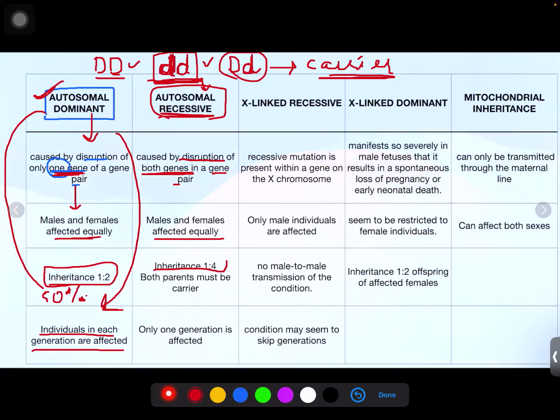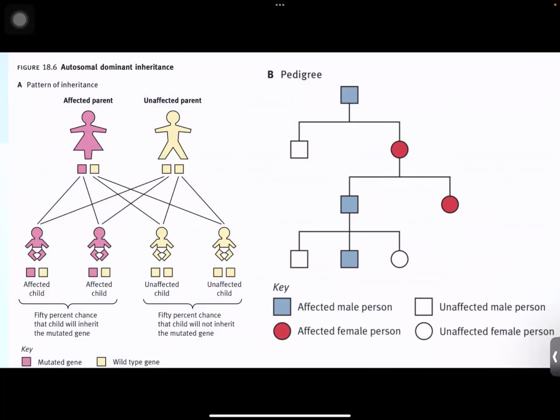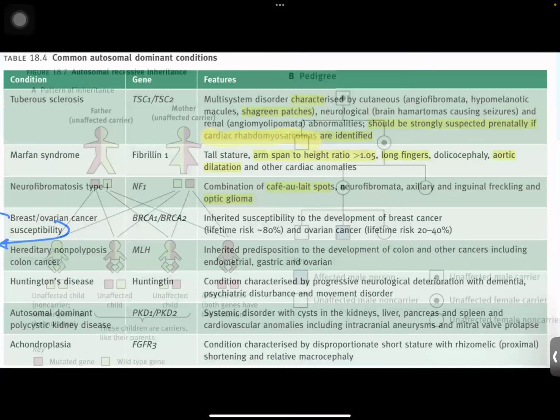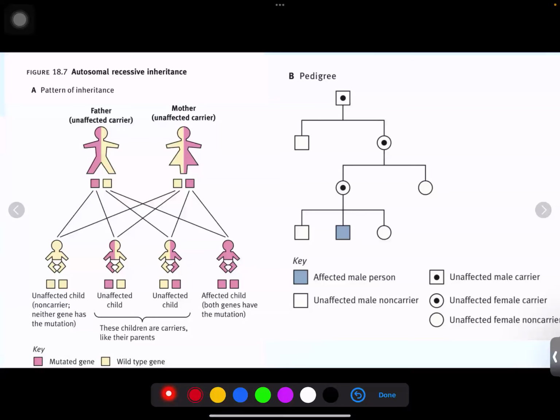Now the inheritance pattern. You cannot remember the inheritance pattern for autosomal recessive. You can only remember the inheritance pattern for autosomal dominant, because in recessive there are two possibilities. Either the patient is diseased or the patient is a carrier. Then the possibility is different. I'll move on to the next pedigree for autosomal recessive. These are a few examples, but you cannot memorize these pedigrees. You just have to have a basic knowledge of these recessive things.